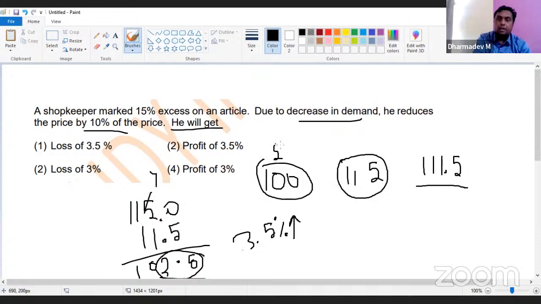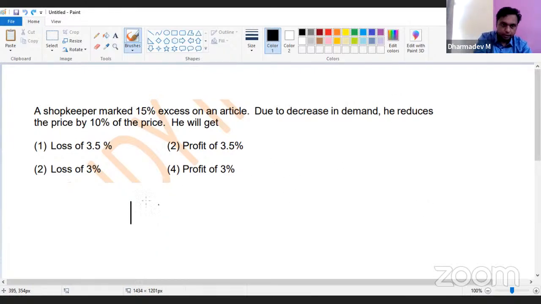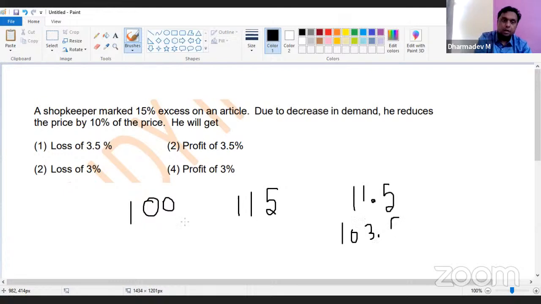Again, I'm repeating it. The shopkeeper got it for 100. He fixed it at 115. Now reducing 10%. I'm sorry, I just made a percentage error. 10% is 11.5, I'll just remove these values. So he got it for 100, he made the fixed marked price 115, but he's giving a 10% discount. That makes an 11.5 discount, so the new price is 103.5. Now overall, is it a profit or loss?